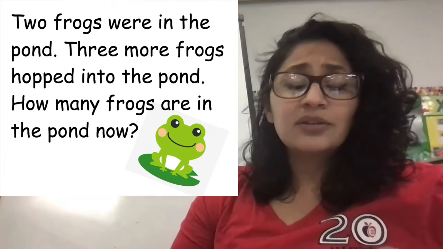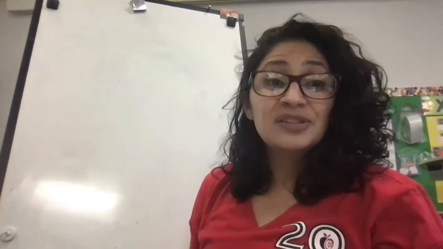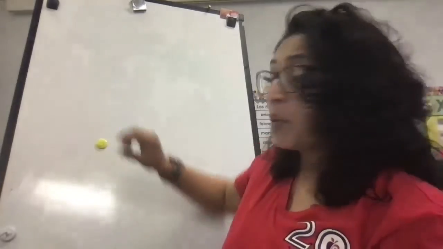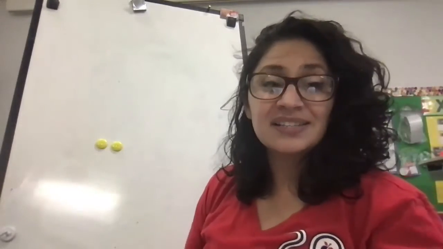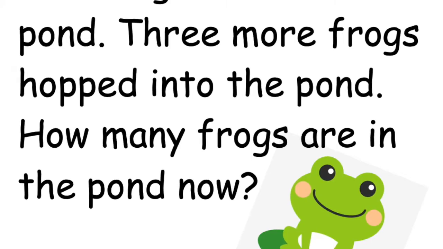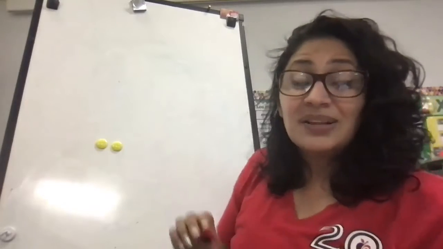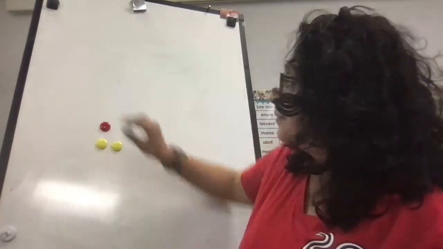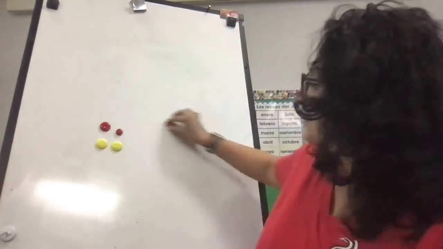So this is a great little story about frogs in a pond. How many did we start with? The first sentence says 2 frogs were in the pond. 1, 2. There are my 2 frogs. The next sentence says 3 more frogs hopped into the pond. They hopped. So let's make 3 more frogs hop into the pond. 1, 2, 3.